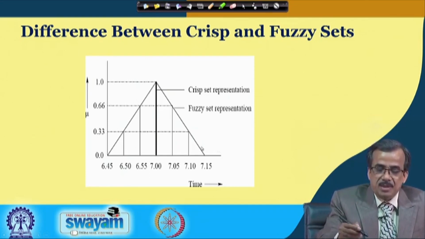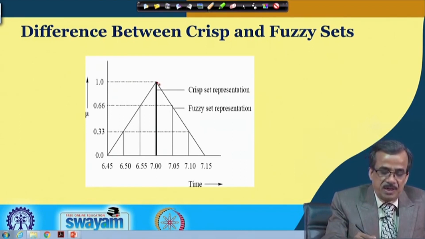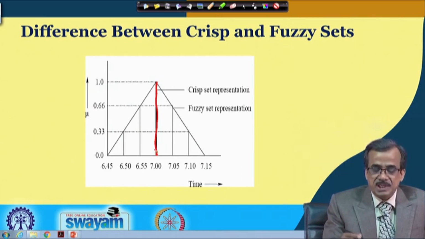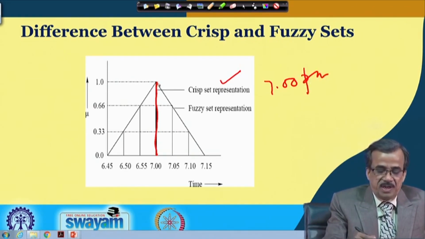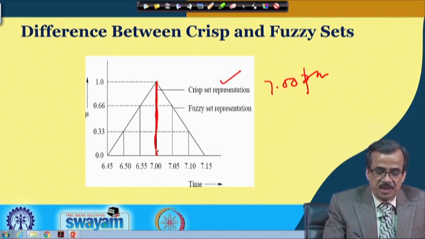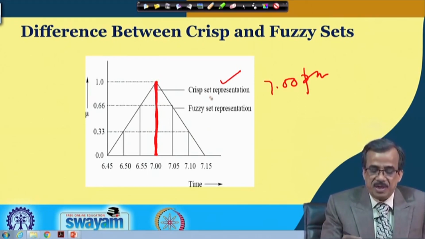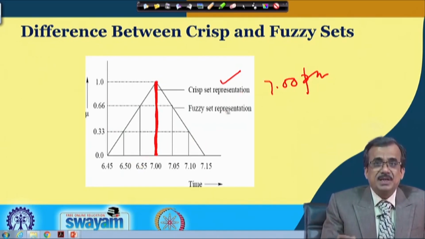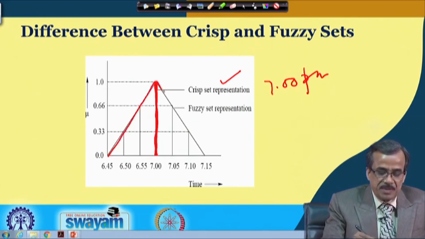Now, if you see the concept of the classical set or the crisp set, this particular distribution indicates the crisp set representation for 7 p.m. So, once again, this is the crisp set representation for the classical set. Now, the fuzzy set representation for 7 p.m. is something like this. So, this is the fuzzy set representation for 7 p.m.